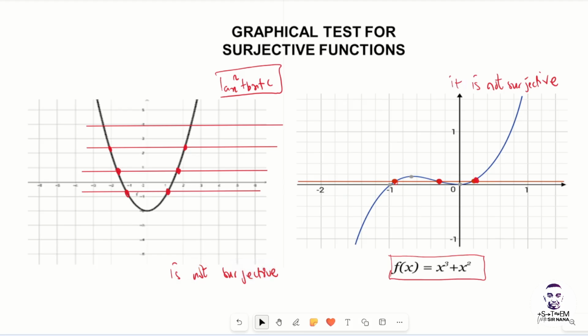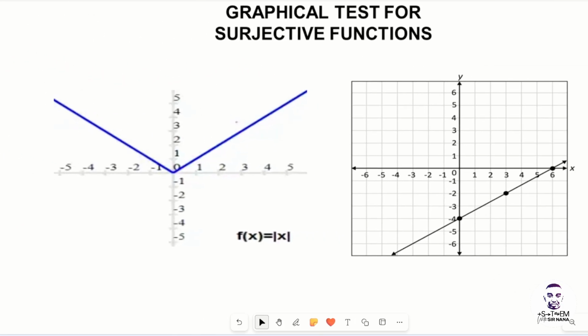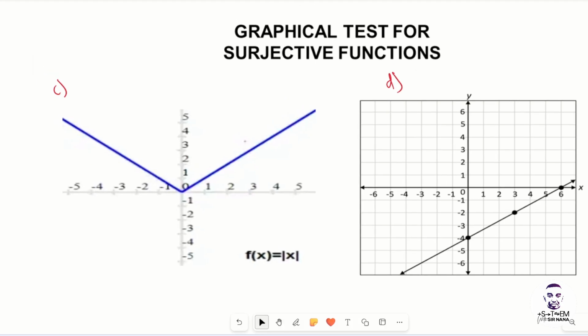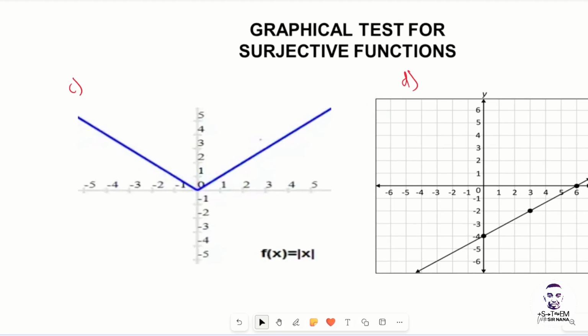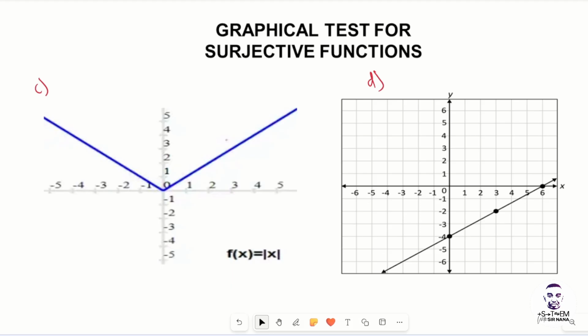Once we have an understanding of how we can graphically test for surjective functions, let's label these functions as C and Z. Pause the video, do the horizontal line test, and ensure that you are able to determine whether these functions are surjective or not. Go through these functions using the horizontal line test. I want to see the answers in the comment section so that we can have a discussion there.